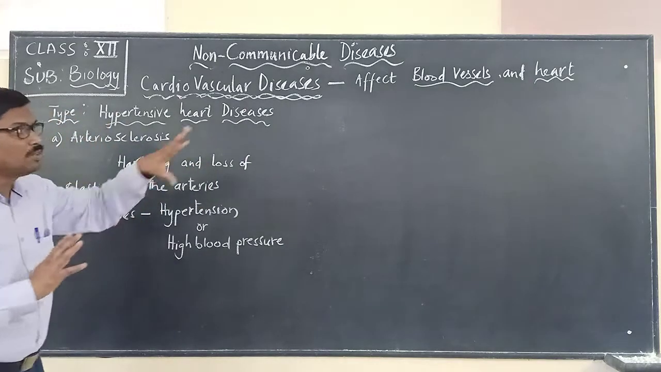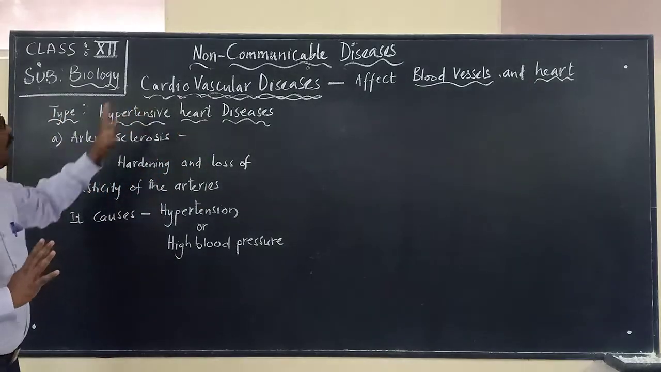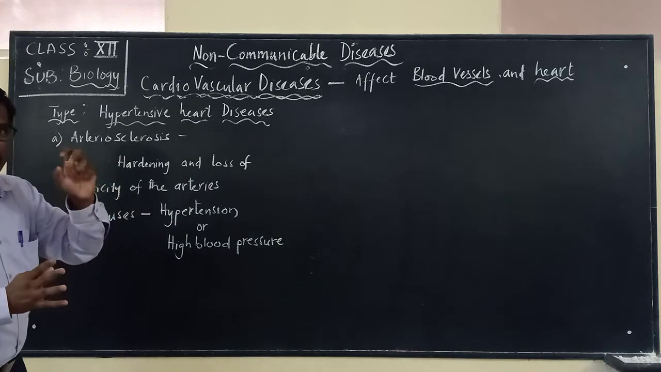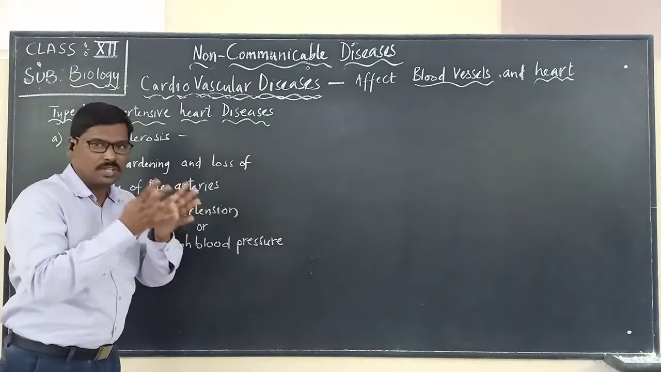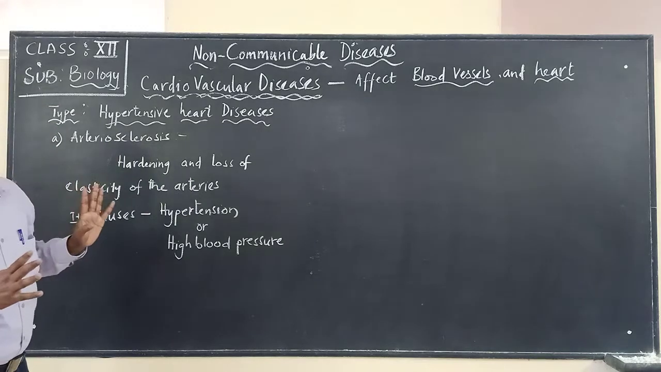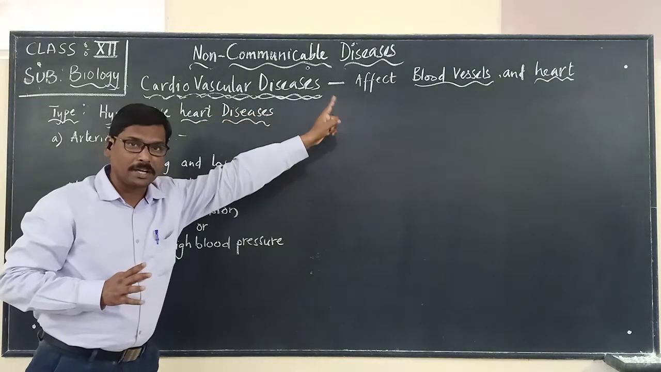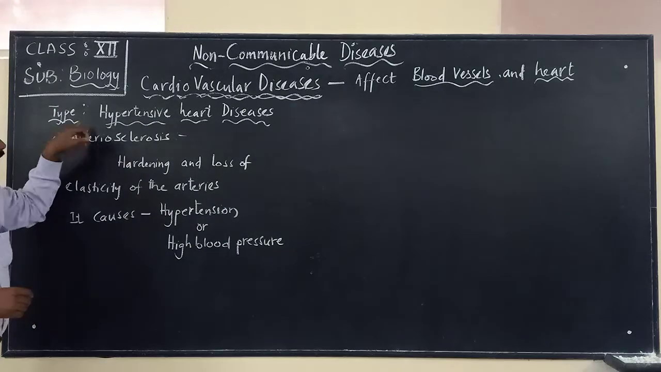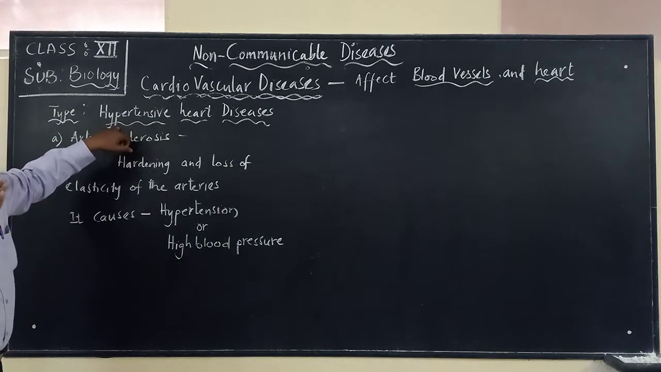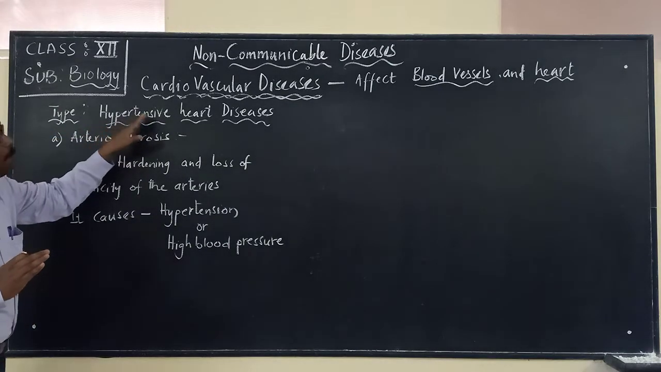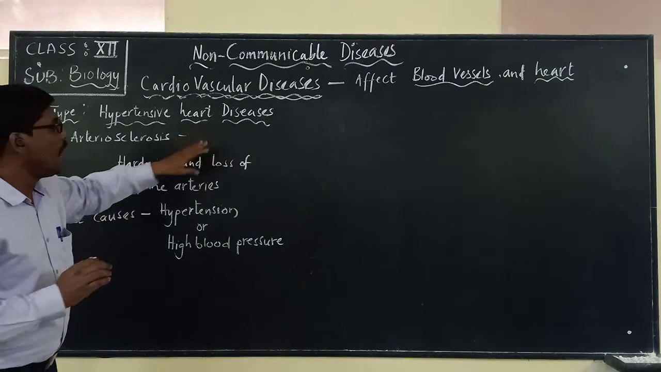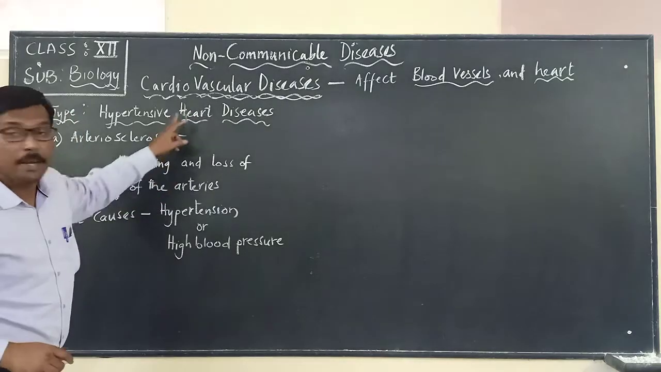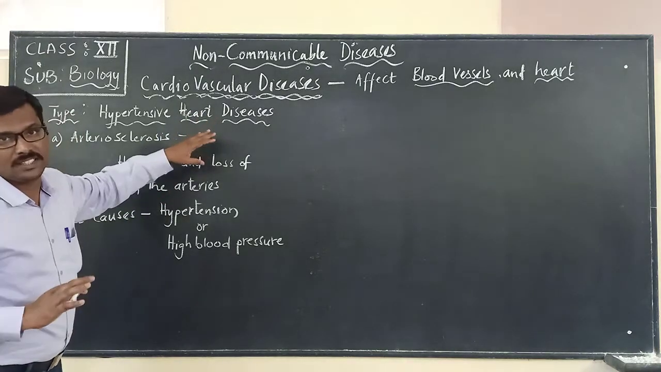Now we are going to discuss the types of these cardiovascular diseases. They can be broadly classified into various types, and in this video we are going to discuss those different types which affect the blood vessels and the heart. Now the first type, which is very common in most people, is hypertensive heart disease.